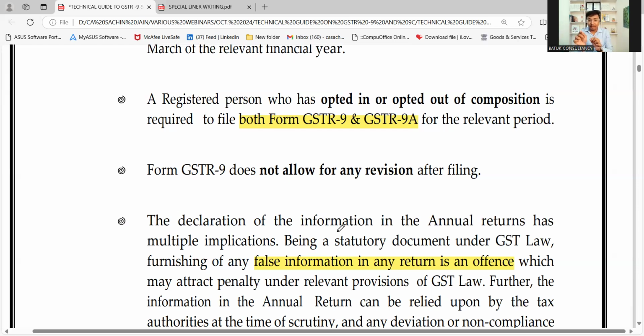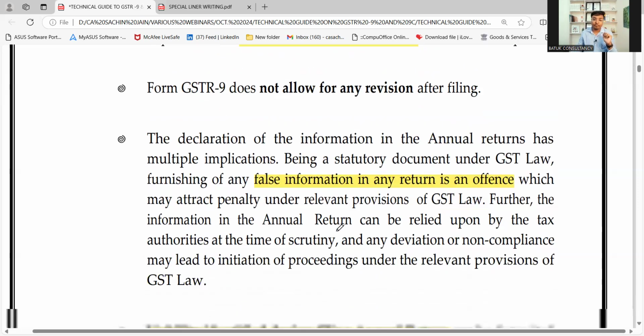Okay. Here, the form number mentioned for composition dealers is 9A, but now the form applicable is GSTR 4. Okay. Once you have filed the GSTR 9 return, there will be no chance for amendment or revision of the GSTR 9 return. So we need to put the data very carefully, because you are going to present the liability of the whole year. So you should be very careful while filing the GSTR 9 return.